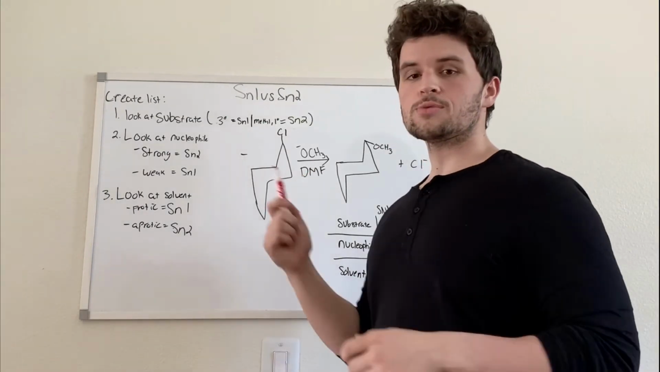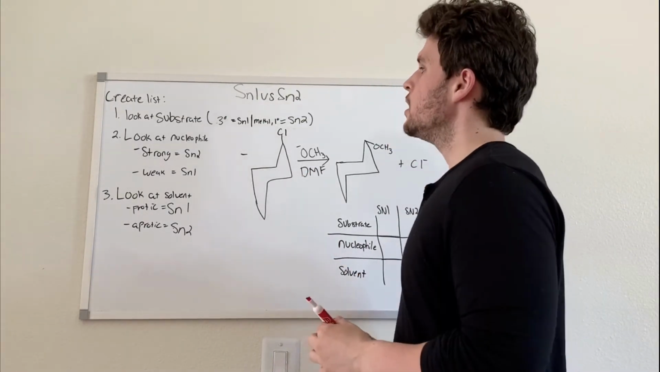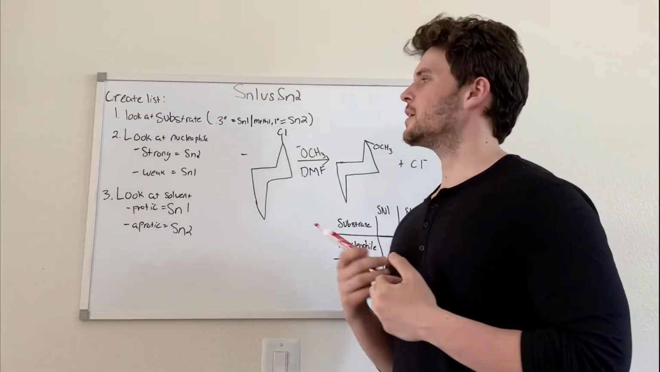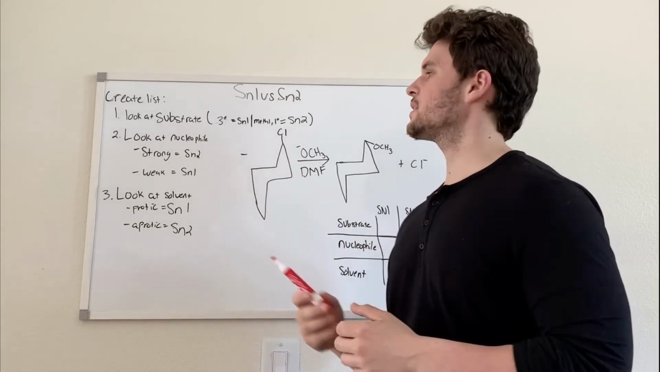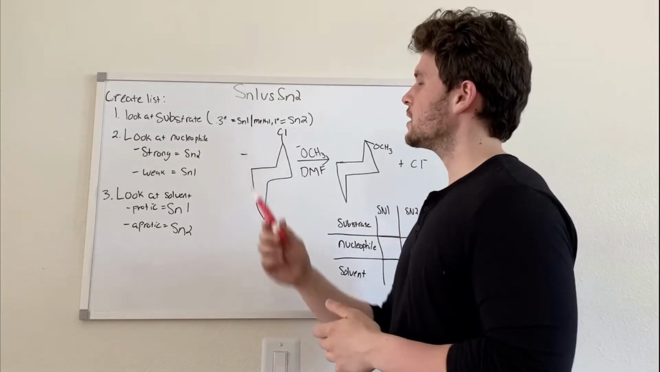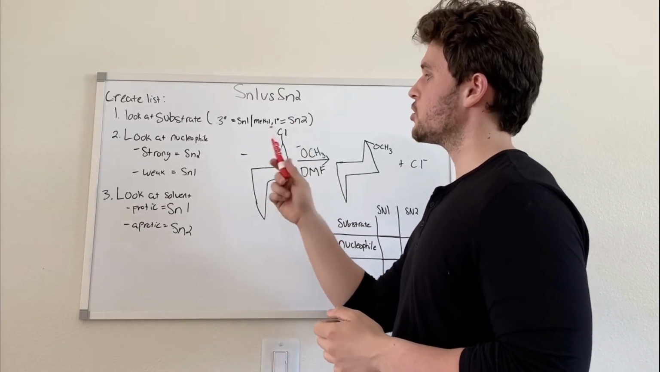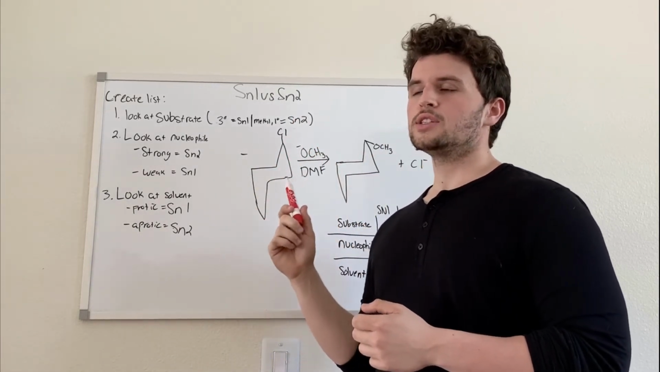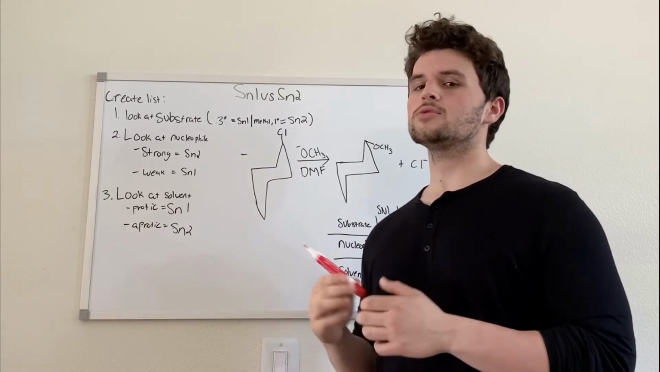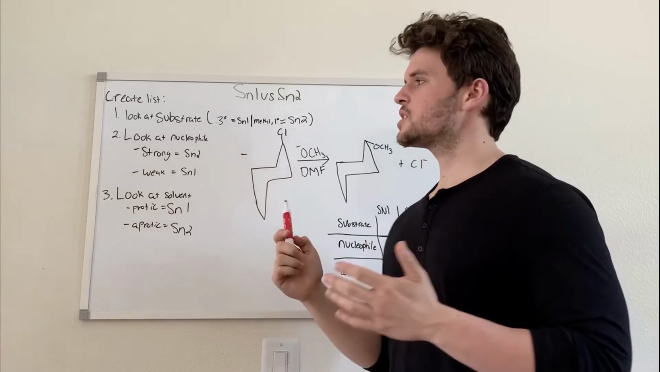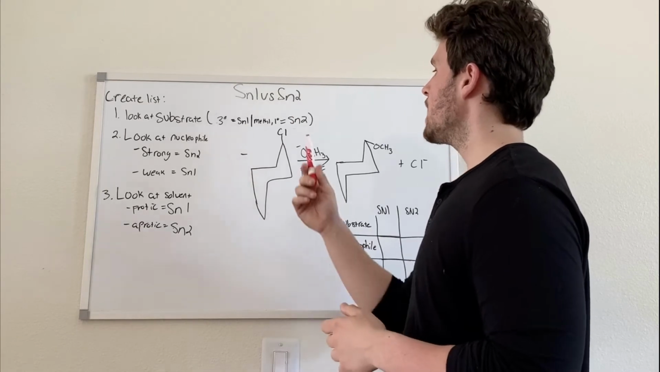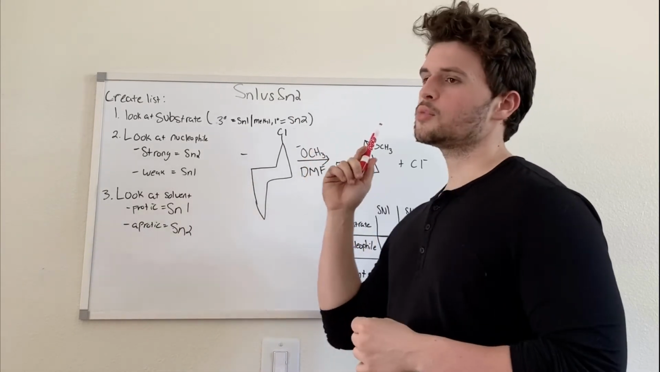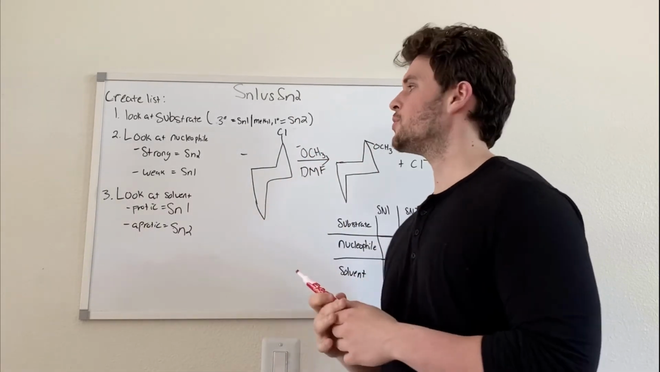All right, so here's the SN1 versus SN2 comparison. How I like to always start these, when I'm given a problem like this, is I like to create a list. The list starts with, I always look at the substrate first. So you'll know if it's a tertiary substrate, generally it will be SN1. Obviously you need to look at all of these as a whole, but generally it'll be leaning towards SN1. And then if it's a methyl or a primary, generally it will be SN2.